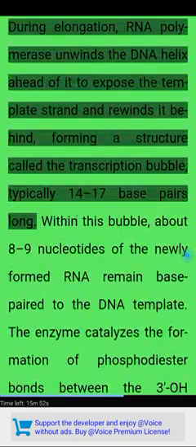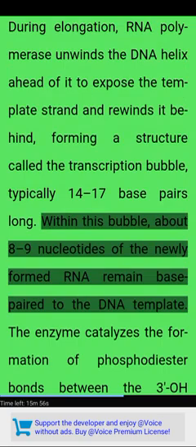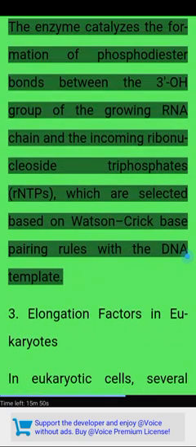2. Mechanism of elongation. During elongation, RNA polymerase unwinds the DNA helix ahead of it to expose the template strand and rewinds it behind, forming a structure called the transcription bubble, typically 14 to 17 base pairs long. Within this bubble, about 8 to 9 nucleotides of the newly formed RNA remain base paired to the DNA template. The enzyme catalyzes the formation of phosphodiester bonds between the 3' OH group of the growing RNA chain and the incoming ribonucleoside triphosphates, rNTPs, which are selected based on Watson-Crick base pairing rules with the DNA template.